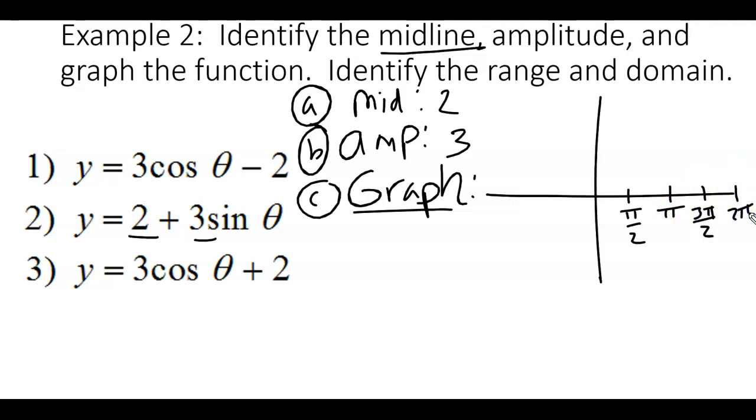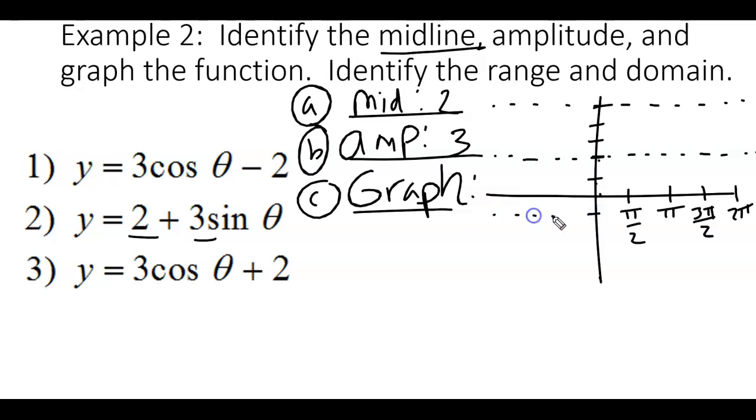We start, according to the notes I gave you, by graphing our midline. So it's a positive 2 this time, so I'm going to go up 2. Then I'm going to use my amplitude to find the max. So starting from my midline 2, I'm going to go up 3. My amplitude is 3. Put a new dotted line representing my maximum line. And then starting from my midline, I'm going to go down 3. 1, 2. Put a new dotted line representing my minimum.